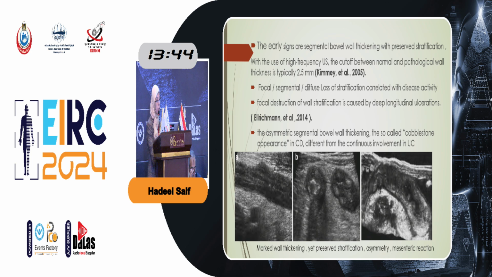Here is an image that shows the diffuse wall thickening with preserved stratification, and asymmetrical wall thickening with impending perforation. And here we can see the jejunal bowel loop, which is having a diffuse wall thickening with preserved stratification, but also you can appreciate the abundant or hypertrophied mesenteric fat, which is also a sign of inflammation. Note that the bowel is fixed, dilated, with no evident peristalsis.